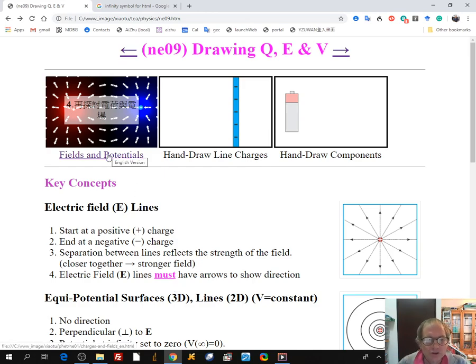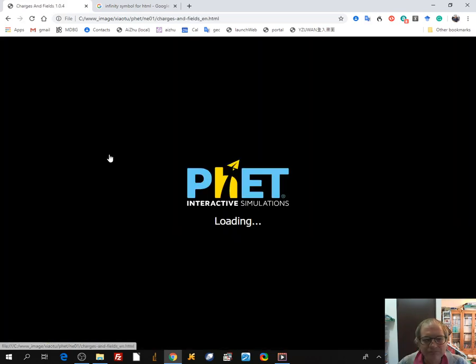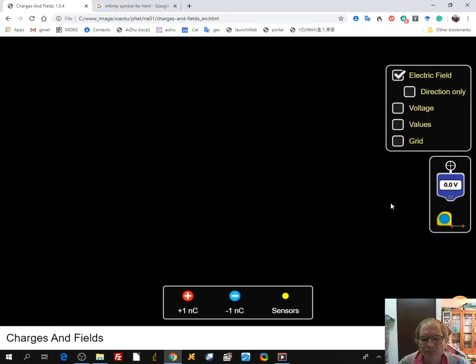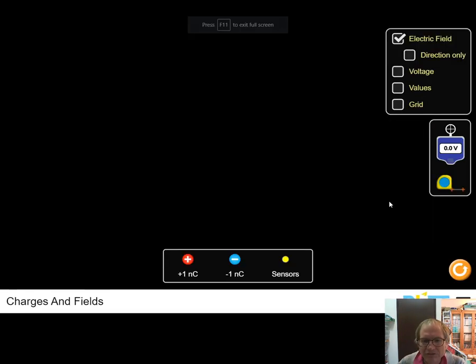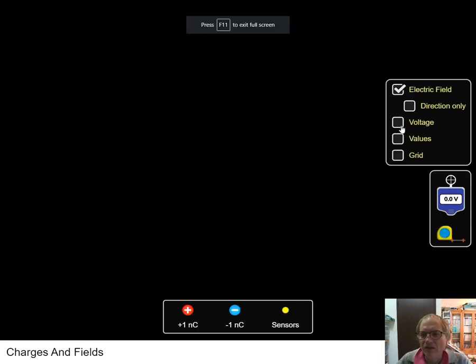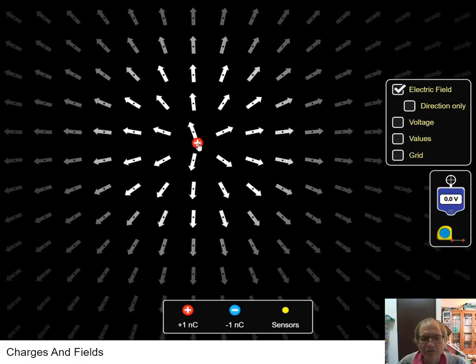Okay, now I'm going to start showing you how we can do this with the simulation. Let's go to potentials and fields. Here's our simulation. Let's first of all do a single positive charge. From the PhET, you can see the direction of the electric field is pointing away from the positive charge, and the farther away we get from the positive charge, the weaker the electric field gets.